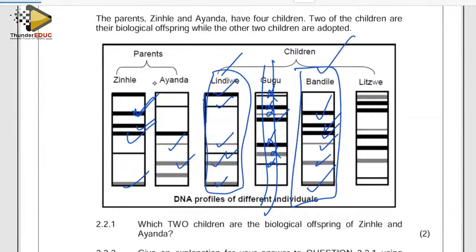Then this one, you see that, nope, nope, yes, goes with that, nope, nope, nope. You see that, okay, this one goes with that, but this one, nothing. You see that even if there are two, still all of them don't correspond. So it means that Lindiwe and Bandile are the biological children of the parents.